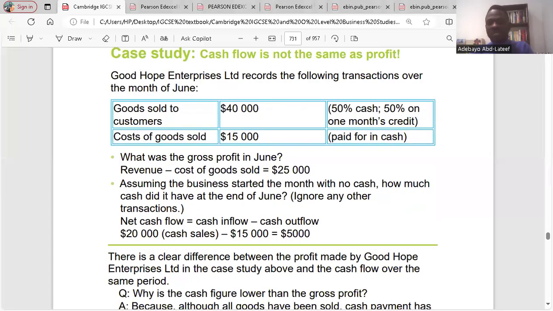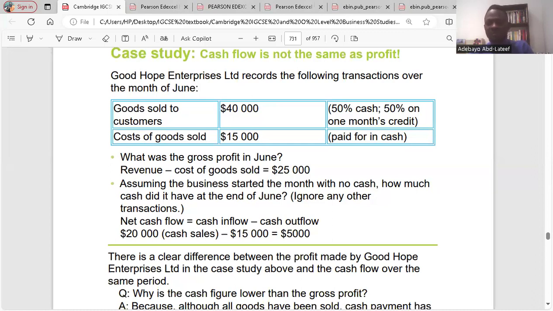Good Hope Enterprises Limited records the following transactions over the month of June. Goods sold to customers, that's total revenue, which is 40,000. Cost of goods sold was 15,000, which was paid for in cash. 50% cash, 50% on 1 month on credit. So that means 20,000 was paid and 20,000 was owed. That's what it means. So what was the gross profit? The gross profit is always revenue minus cost of sales, which is 25,000.